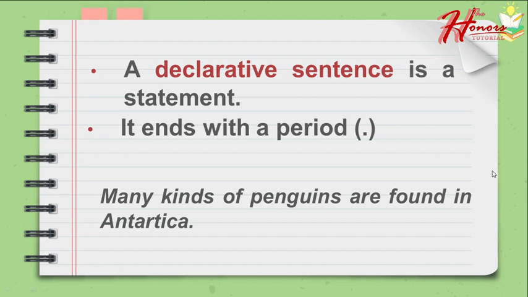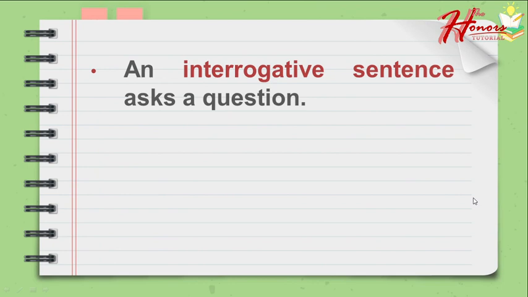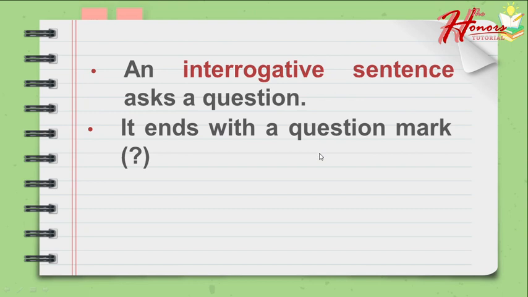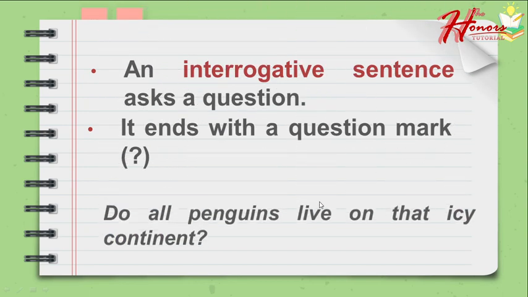The second kind of sentence we have here is the interrogative sentence. The key word here is that an interrogative sentence asks a question, or it is simply a question. When you are asking a question, what is the punctuation mark that we have to put at the end of the sentence? Of course, we need to use a question mark. Very good. So we have here an example.